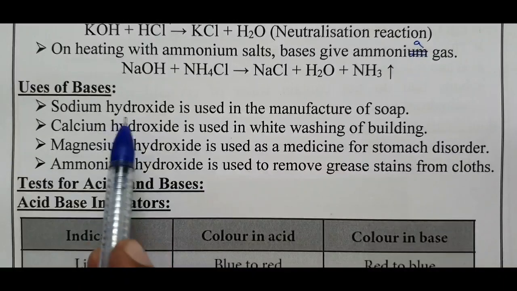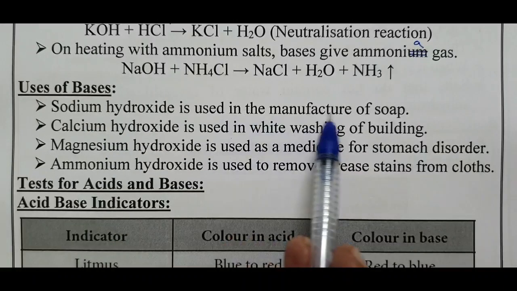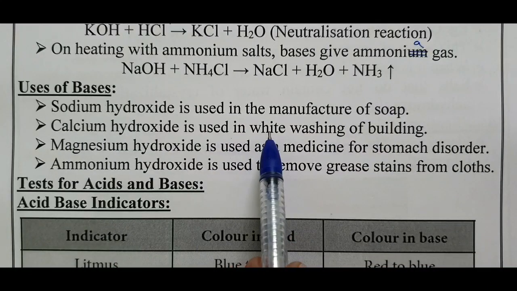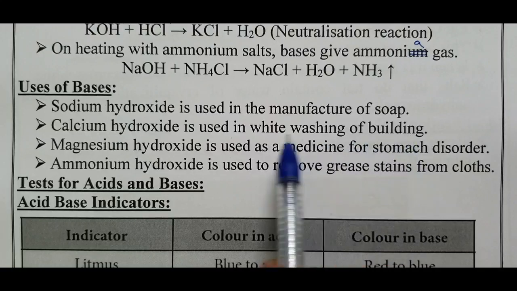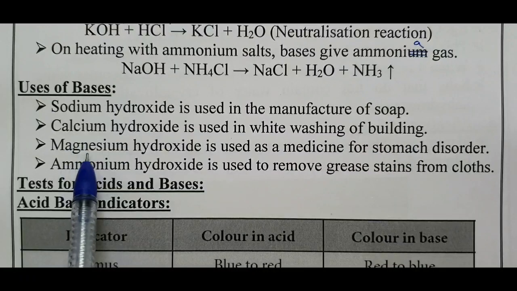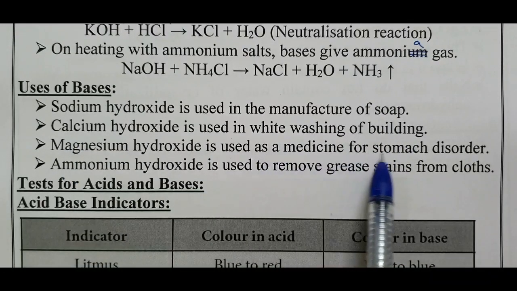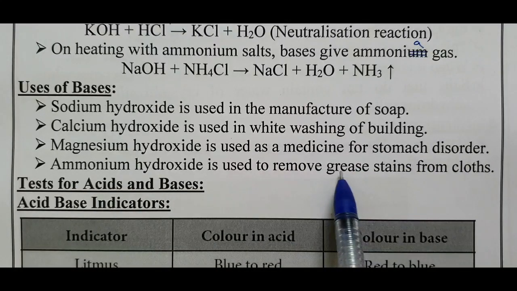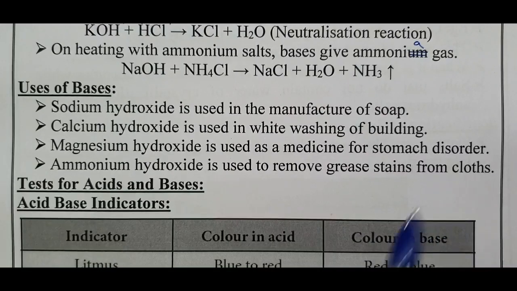Uses of bases. Sodium hydroxide is used in the manufacture of soap. Calcium hydroxide is used in whitewashing of buildings. Magnesium hydroxide is used as a medicine for stomach disorders. Ammonium hydroxide is used to remove grease stains from cloth.